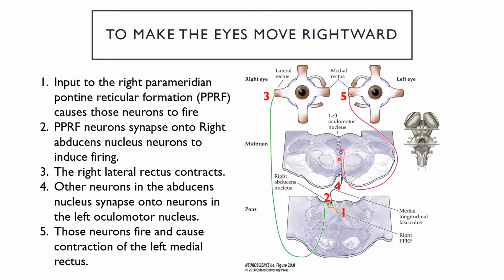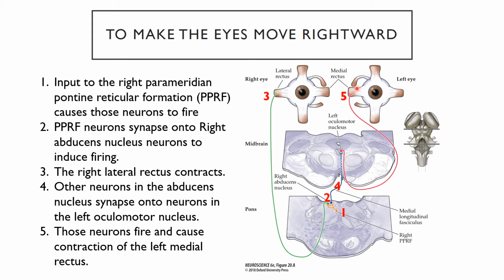So this number 4 here is a critical component to this, where it takes the signal saying, hey, move to the right. If the right PPRF is firing, we need to move to the right. But we also got to get this eye moving towards the nose. And so you have another neuron that causes the left oculomotor nucleus to fire, causing that to then move to the right. So now the left eye is moving rightward, and the right eye is moving rightward. And it's this simple, elegant, coordinated system that allows for that.